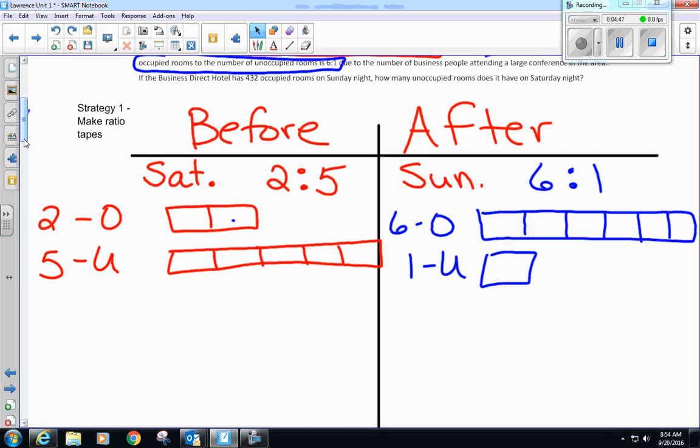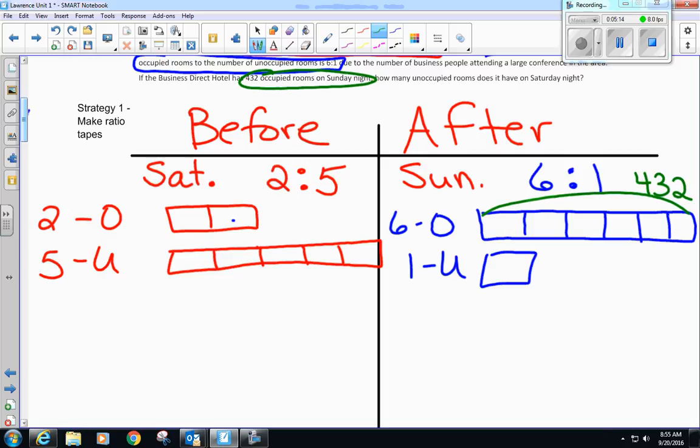So, who can help me with my puzzle piece? What part of that question is the puzzle piece, Ever? You got it. 432 occupied on Sunday. So you need to go to Sunday. You need to go to the occupied tape and make that worth 432. Make sure you have the right day and the right spot. And then put your puzzle piece.